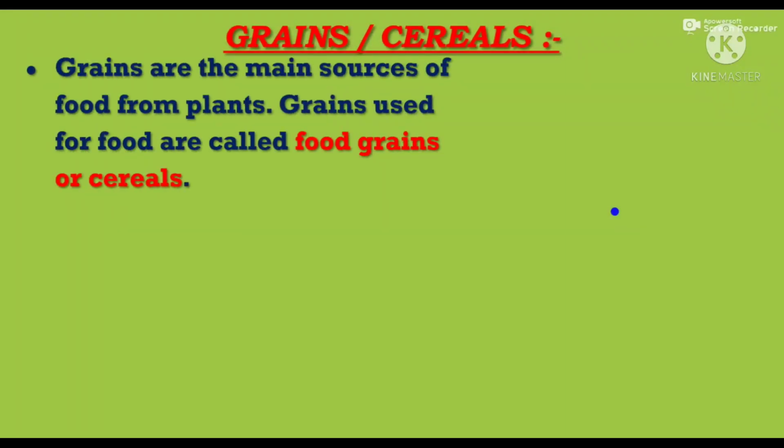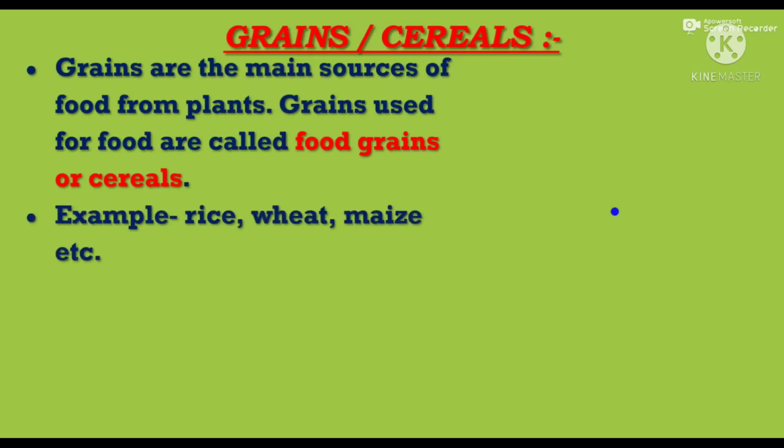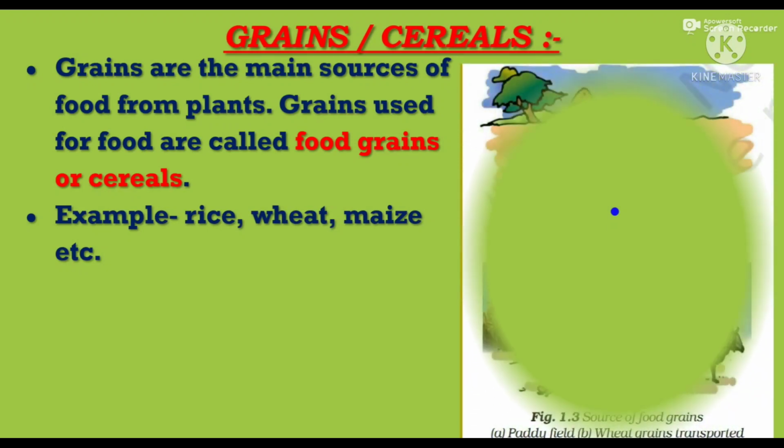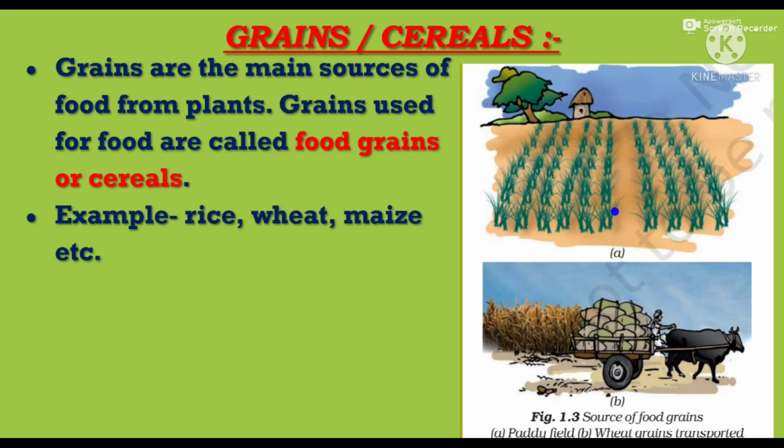Then grains or cereals. Grains are the main sources of food from plants. Grains used for food are called food grains or cereals, for example rice, wheat, maize, etc. So here is a picture of sources of food grains, a paddy field and wheat grains. Paddy means rice. From the paddy field we get raw rice, and we make boiled rice by using the raw rice. Then we also get wheat from wheat grains.